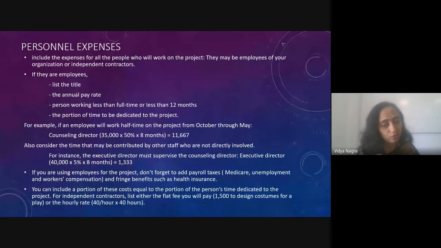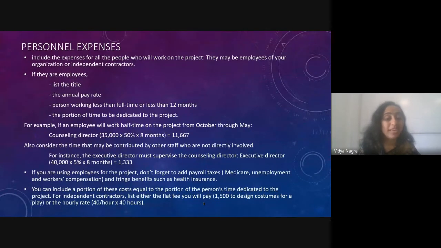Okay, so you have to clearly add these calculations in this way. And you have to give everything, that is 35,000 divided by 50%, then multiplied by 8 months, and then it is equal to 11,667 rupees. So you have to give calculations in a very brief and very clear way. Make a nice chart for that.